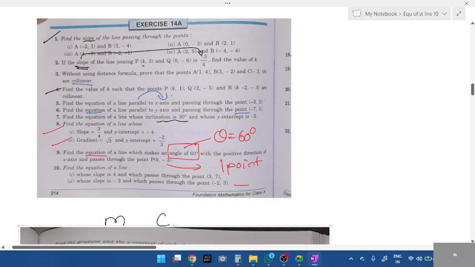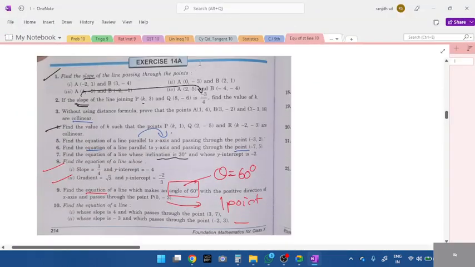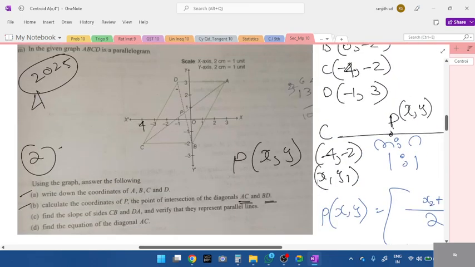Okay, the equation of a straight line, students. Section and midpoint. Even in section and midpoint, we'll do one question. There are a few last questions that are important.